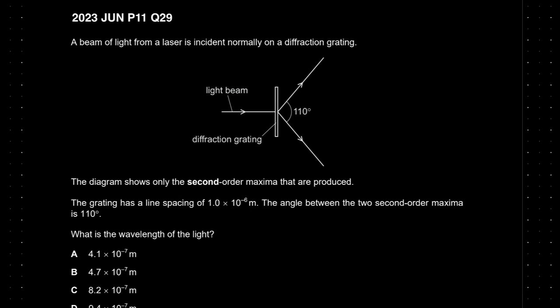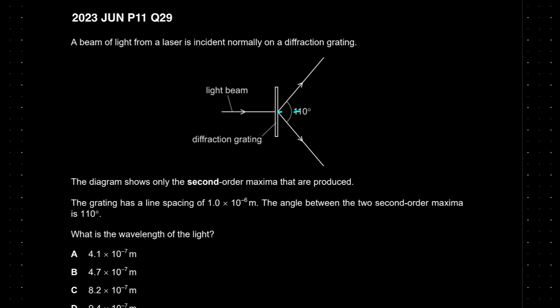A beam of light from a laser is incident normally on a diffraction grating. The diagram shows only the second order maxima that are produced. The grating has a line spacing of this much. The angle between these two second order maxima is this much. What is the wavelength of light?